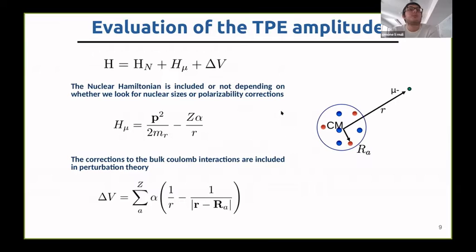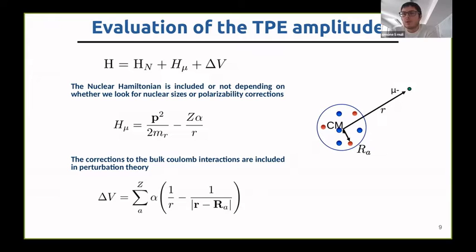So let me start by saying that we do that in perturbation theory. And this one in the middle, this H mu, will be our unperturbed Hamiltonian. It is basically the non-relativistic Hamiltonian for a hydrogen atom in the Coulomb field of a point-like source. And this one at the bottom is our perturbation Hamiltonian, which takes into account the fact that the muon is not really interacting with a point-like source, but with a nucleus that has a finite size, it has a structure, and it has its own dynamics.